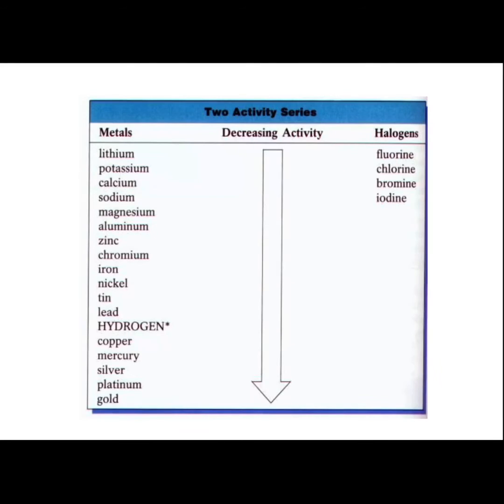This is the activity series that I was talking about. The farther up something is on this series, the more likely it's going to replace something that's below it. So if I'm looking at lithium, that's all the way at the top, it's super reactive. It can replace anything that's below it. If I say, is iron or nickel more reactive, then I would say iron. Or you could say, is chromium more likely to replace iron or zinc? And it's more likely to replace iron because it's above it.